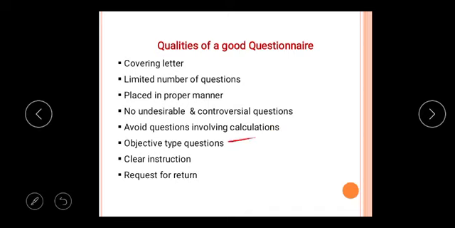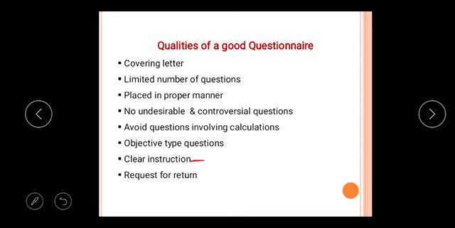Another important quality of a good questionnaire is that the questions should not be confusing. Those questions should be capable of a straight answer. As far as possible, the questions should be capable of objective answers. A set of possible answers may be given against each question, and the respondent may be asked to take the appropriate answer. Dear students, a questionnaire must show clear instructions for filling in the form.